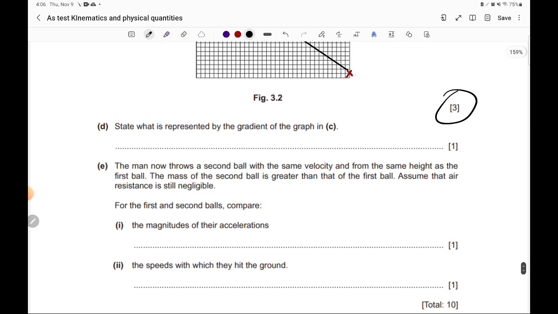This is the 3-mark question. So this is: state what is represented by the gradient of the graph. It gives the acceleration. The gradient gives the acceleration. It gives the acceleration due to gravity, or simply the acceleration.